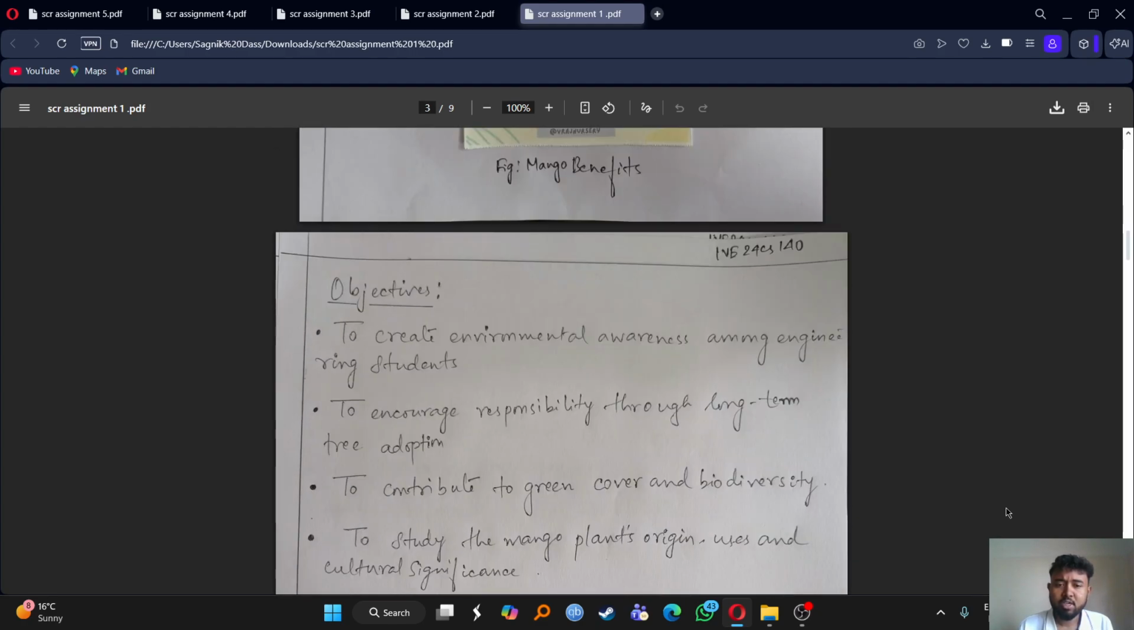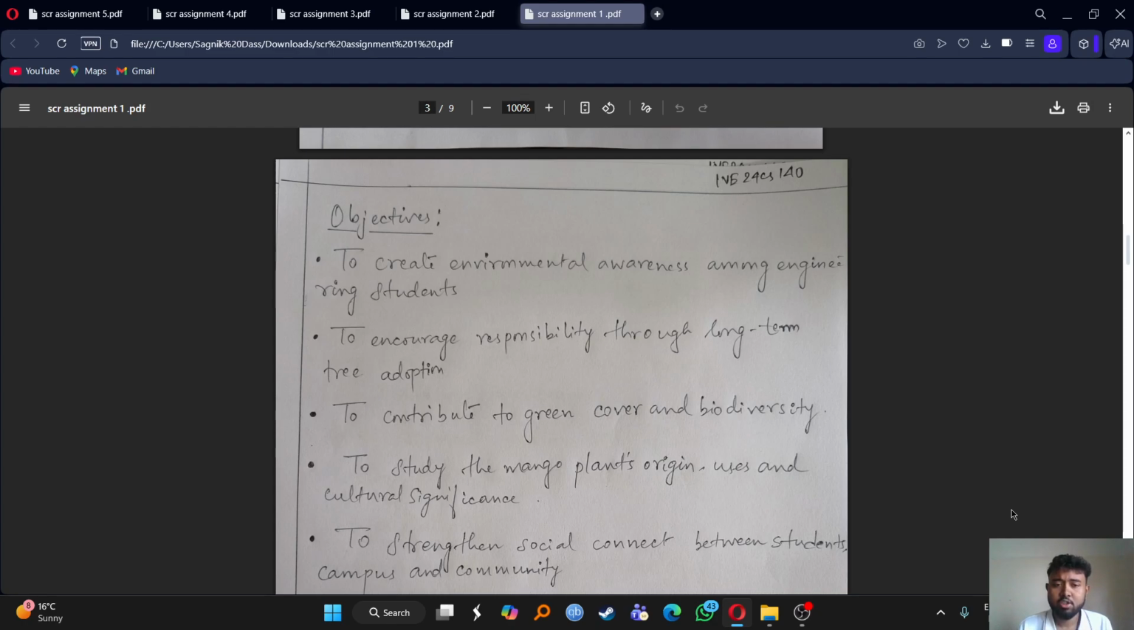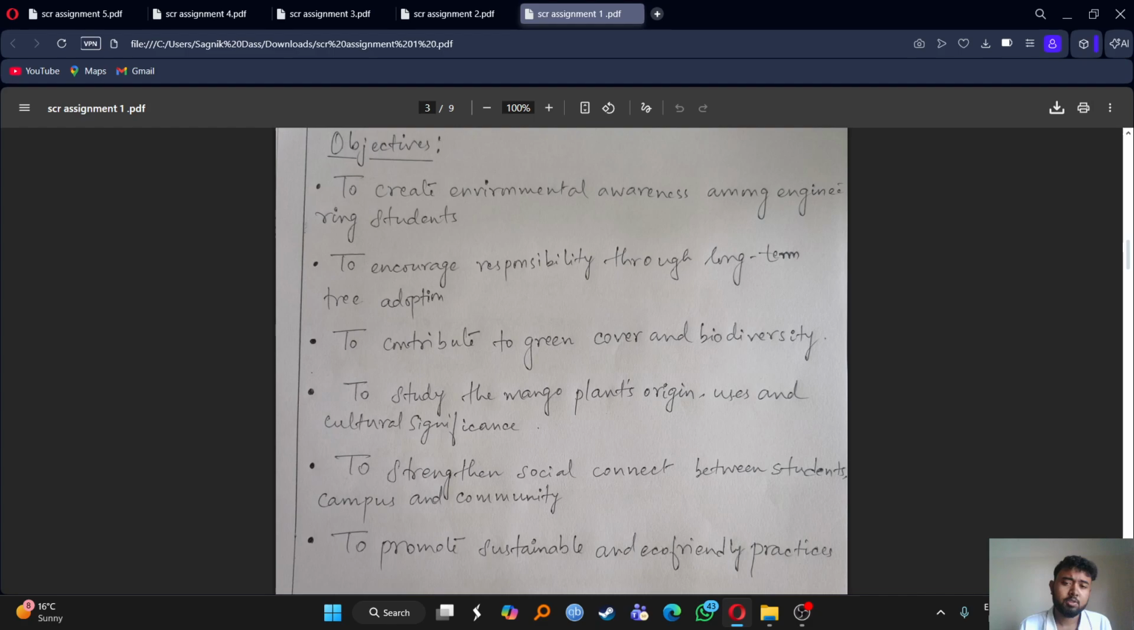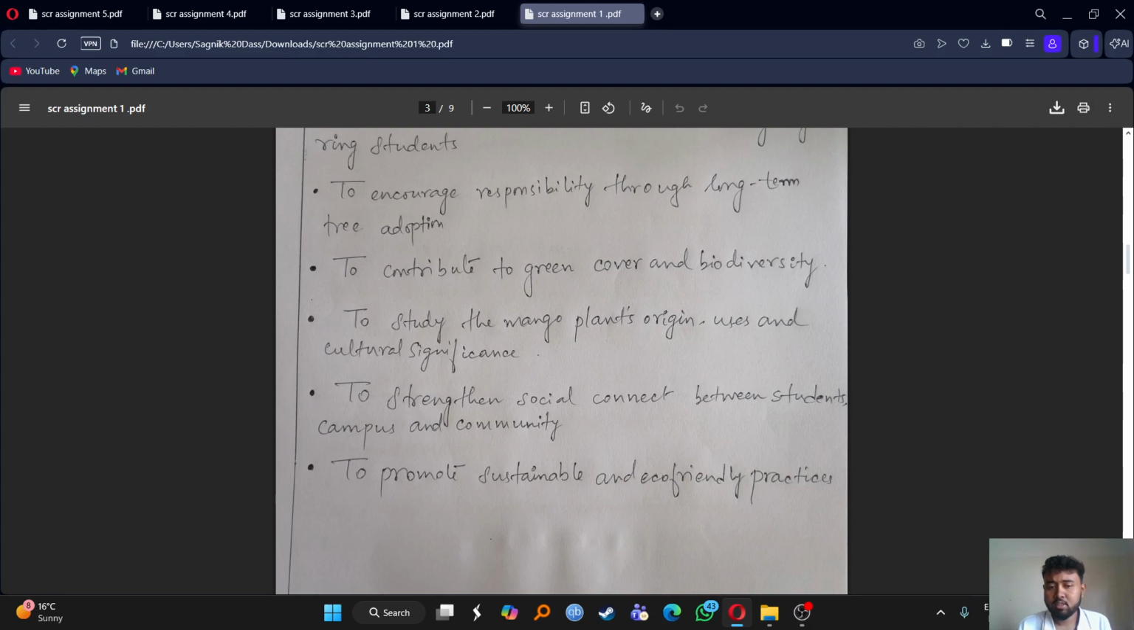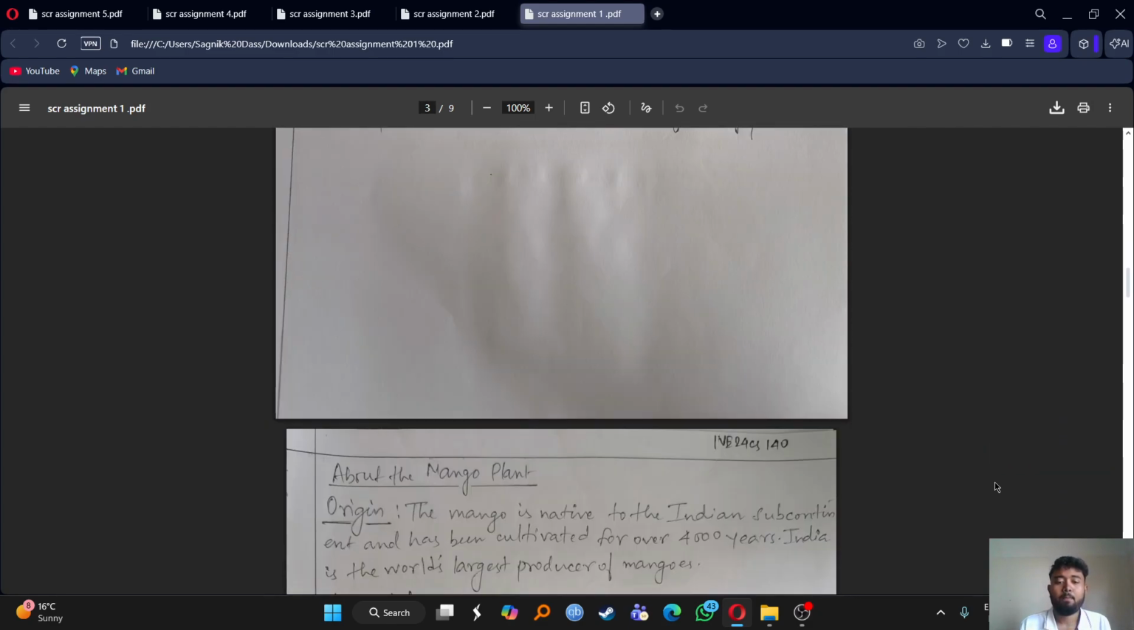So the objectives are to create environmental awareness among engineering students, obviously to encourage responsibility through long-term tree adoption. Of course the plant will be growing into a large tree to contribute to green cover and diversity, to study the mango plant's origin, uses and cultural significance. There is a huge cultural significance of the plant, to strengthen social connect between students, campus and community. Of course the plant will not be used by the student alone. Many people will use the plant, to promote sustainable and eco-friendly practices.